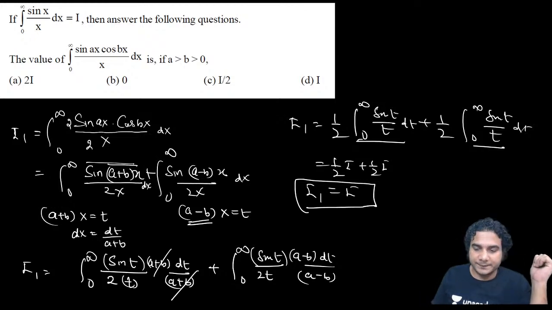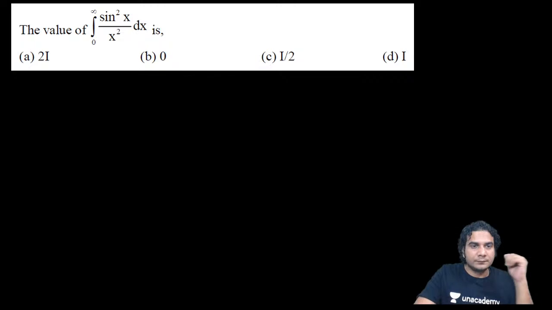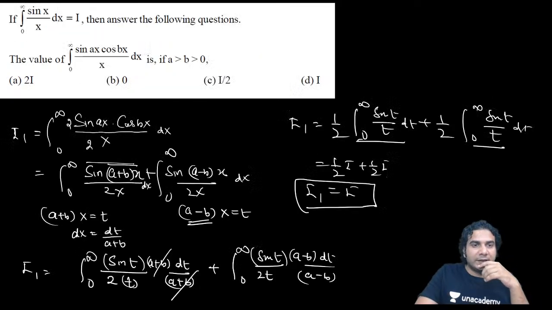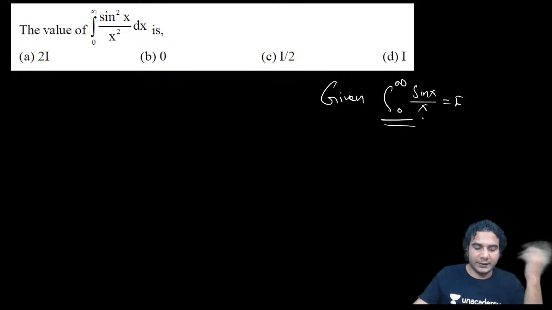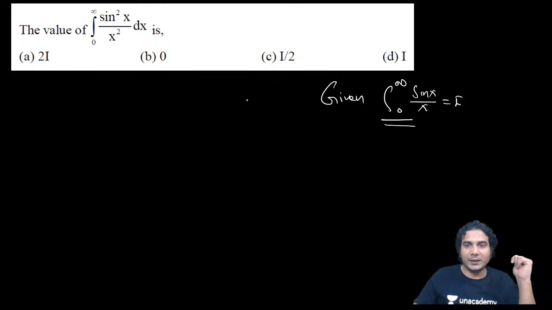I hope you got it. So we have a similar question, so based on that only, it's a comprehension. So this is the second part. In this also, it is given that the integral from 0 to infinity of sine x upon x is equal to I. Okay. So like you did the previous one, you need to do this also. Okay, so try this one.